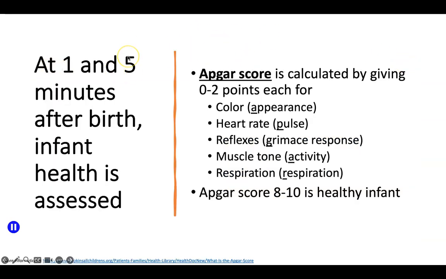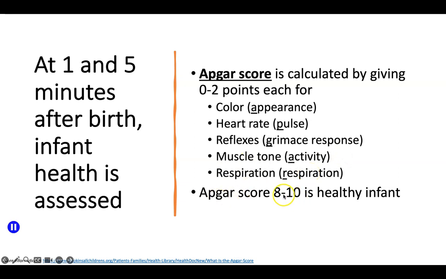At 1 and 5 minutes after birth, infant health is going to be assessed. So this is just standard procedure. And this is going to provide for an APGAR score. APGAR scores are calculated by giving 0 to 2 points each for the appearance of the baby, so that's color, the heart rate, that's pulse, reflexes, which is the grimace response, muscle tone, also known as activity, and respiration.